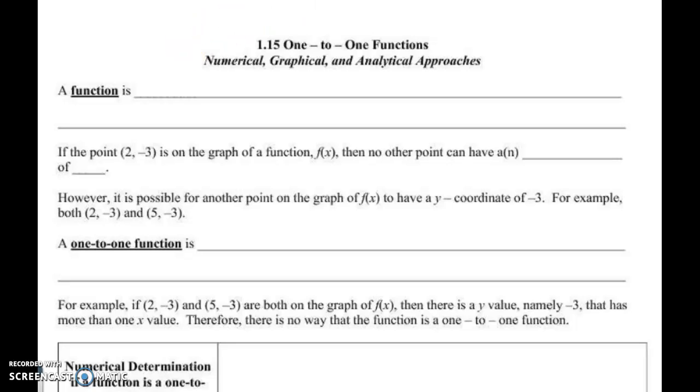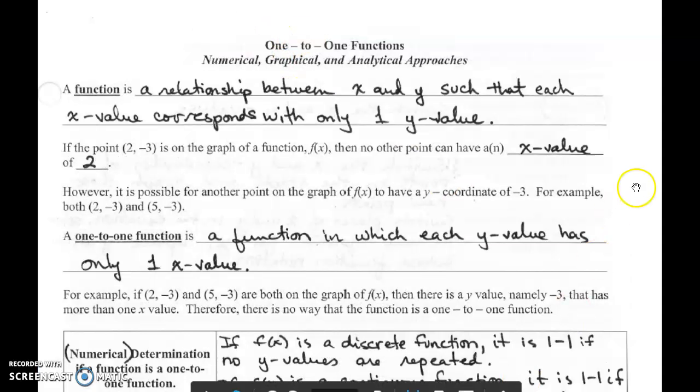This is pre-calc's video for section 1.15, and instead of me stumbling through my words, I'm just going to share the answer key with you. That way I'm giving you exact definitions and exact rules for one-to-one functions.